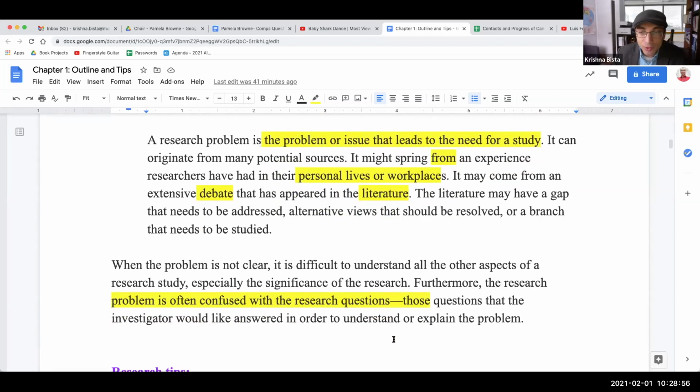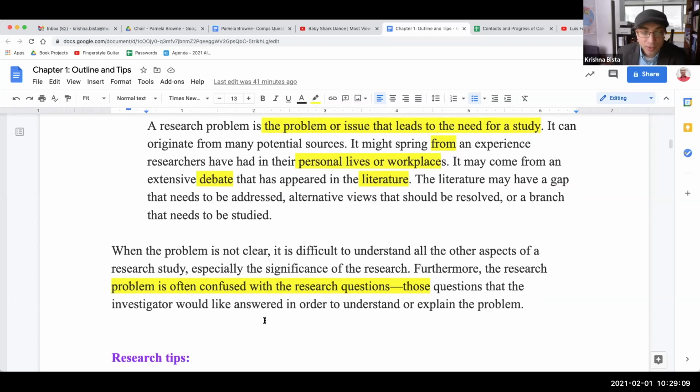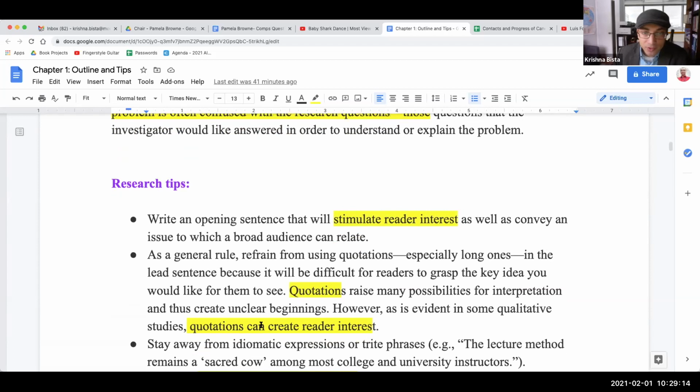Then also, this is something interesting. The research problem is often confused with the research questions. So have these two different subheadings: the research problem and the research question. And how do you write the introduction? Here are a few tips.